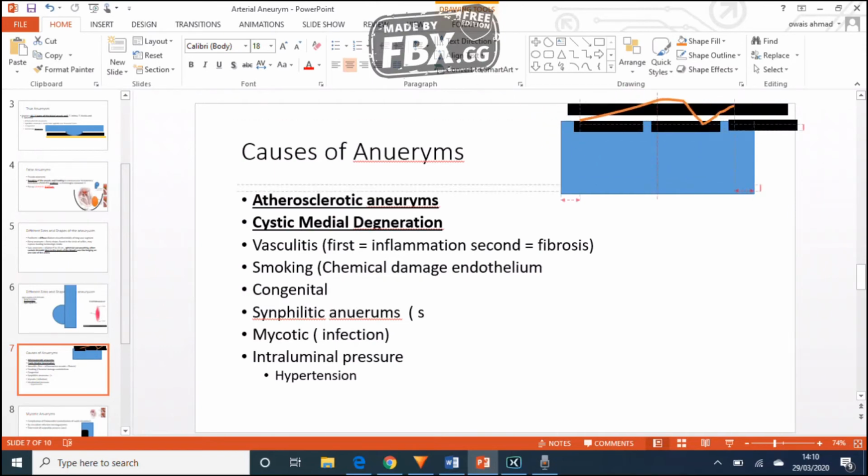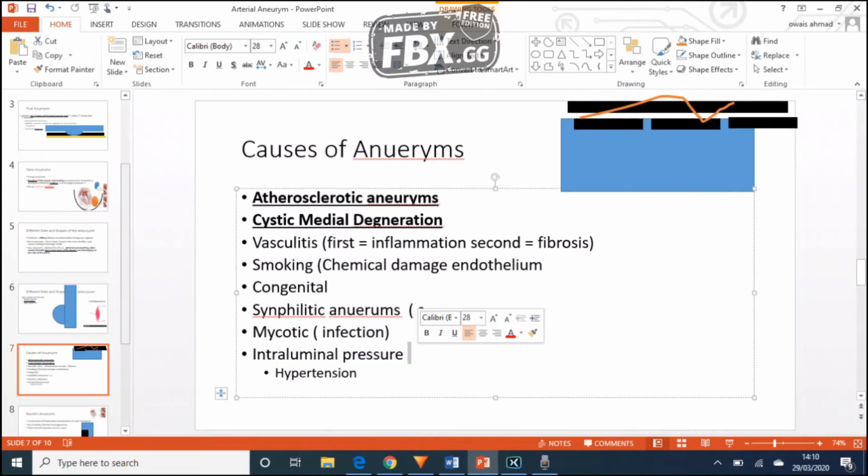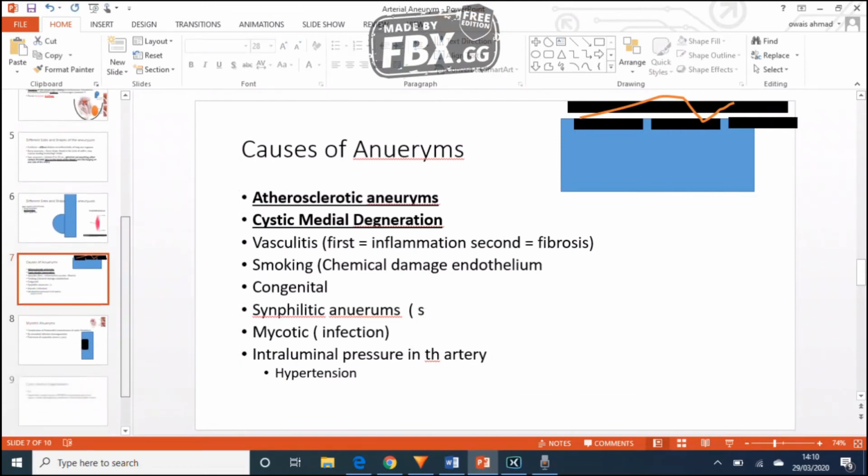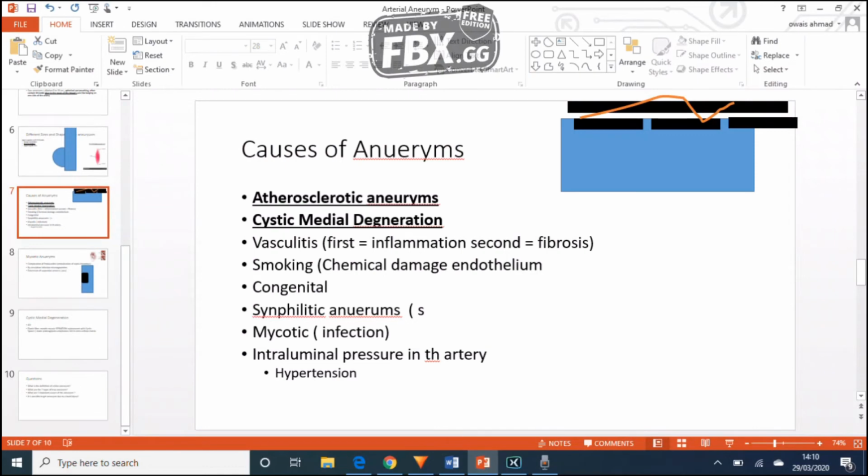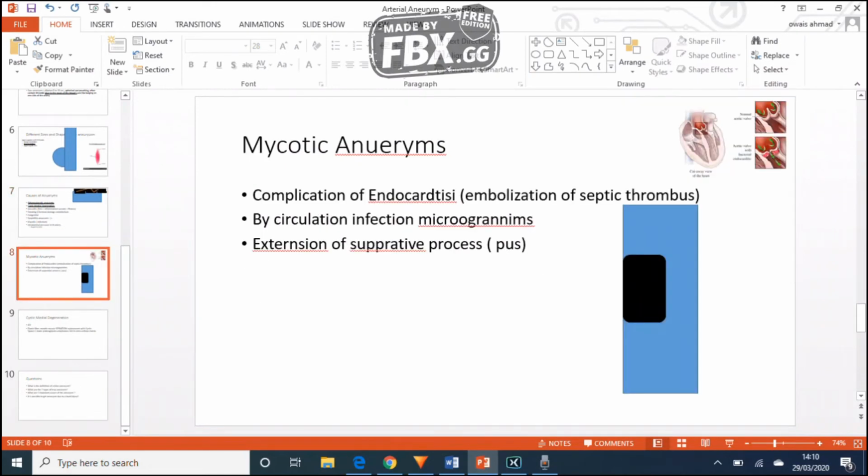So if you were paying attention, if you got the concept, you're going to know that it's breaking of the blood vessel wall, which can lead to extravascular hematoma. Let me ask you another question. What's the difference between true and false aneurysms?